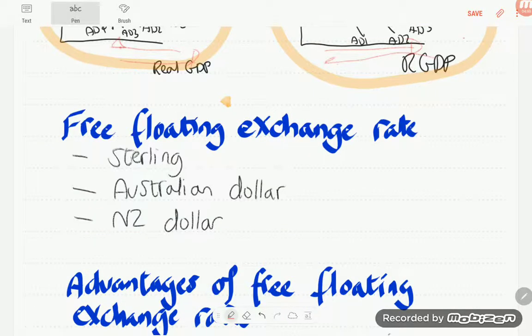There are numerous examples of free floating exchange rates, including the US dollar. I've noted three others. Pound sterling, which is obviously our currency, the Australian dollar and the New Zealand dollar. We are now going to look at the advantages and disadvantages of a free floating exchange rate.